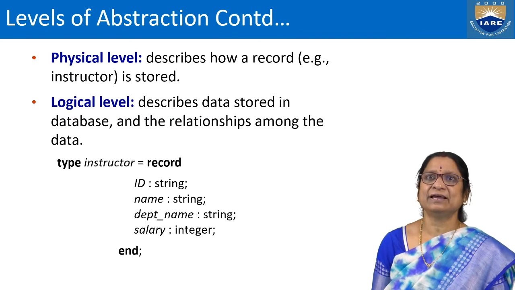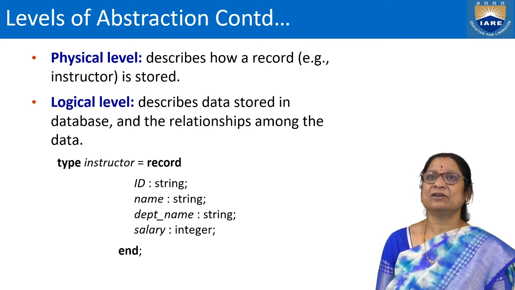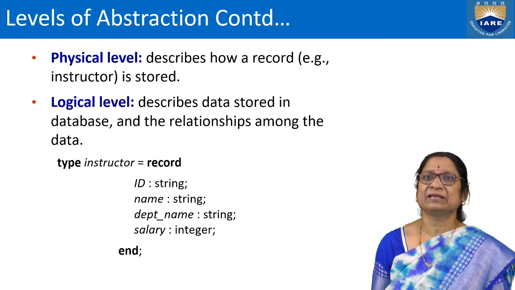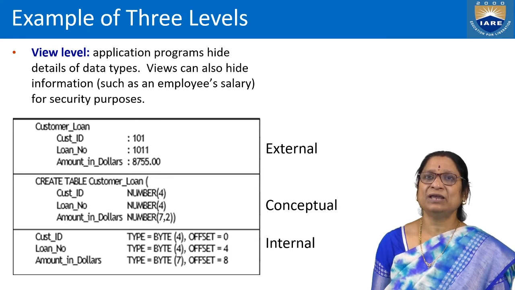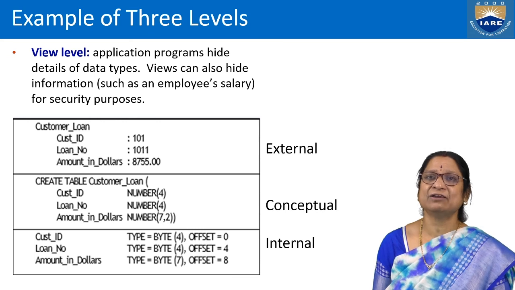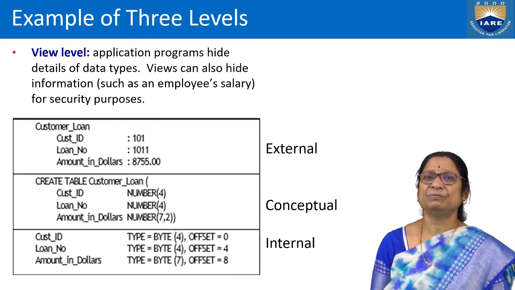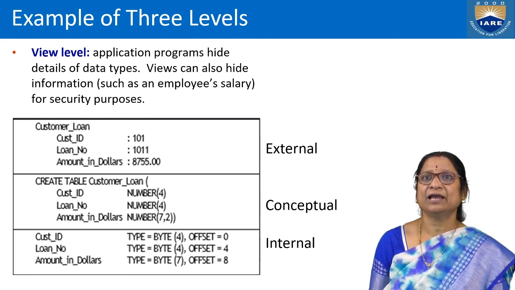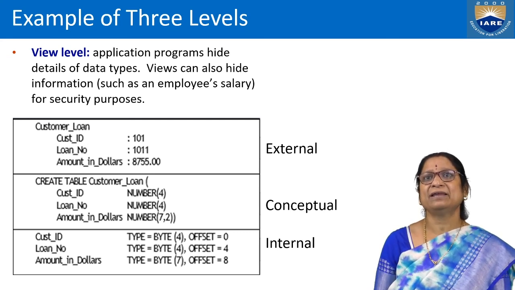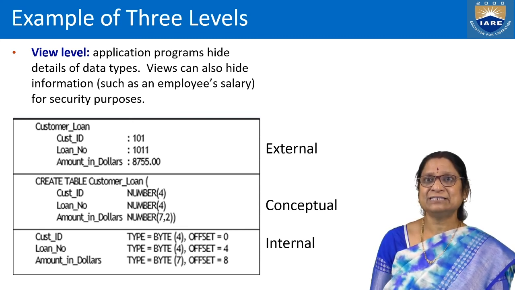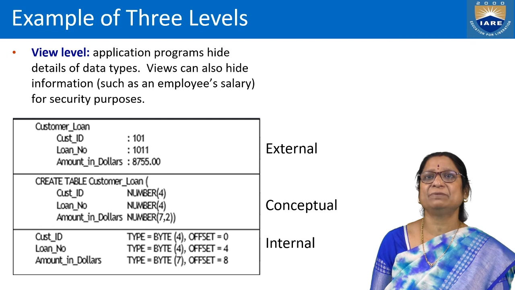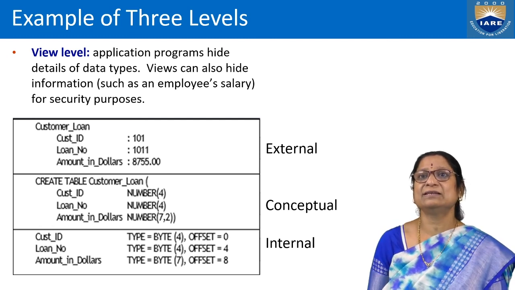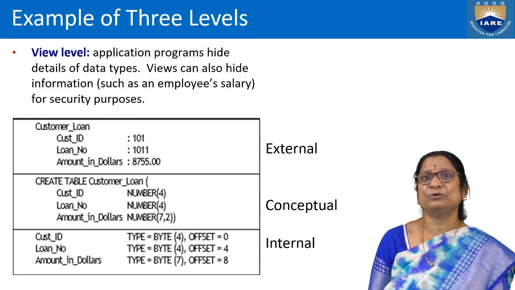At the physical level, representation need not be known to the users using the logical level. Similarly, at the view level, people need not know how the data was stored at the logical level. One more example is customer loan. At the external or view level, I know the details of my customer ID, let us assume 101, my loan number, amount, etc. But at the conceptual level, this table was created using the create table command in SQL. I don't know how the table was created.